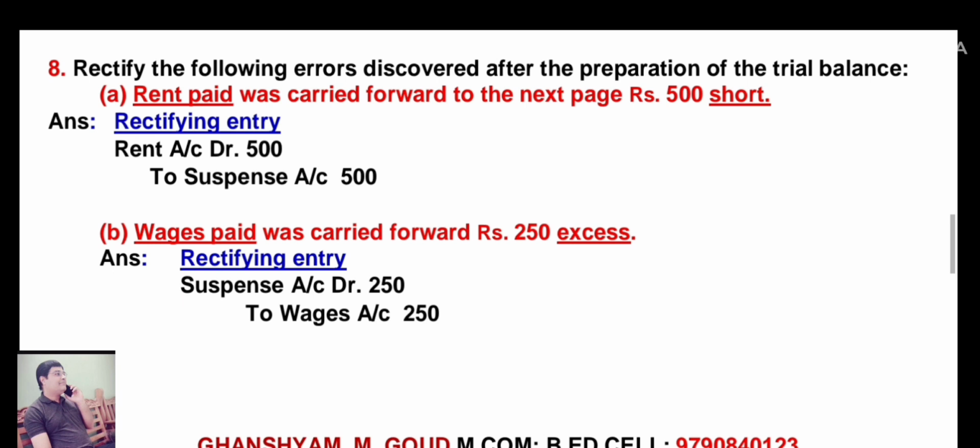So what is the rectifying entry? Rent account debit, because rent is a debit balance. So rent account debit to suspense account. You have to write only the rectifying entries. Whenever it is given in the question, see the first line, if they have written after the preparation of trial balance, you have to write only the rectifying entry. No need to write the statement. So rent paid is a debit balance, so the rectifying entry is rent account debit to suspense account.